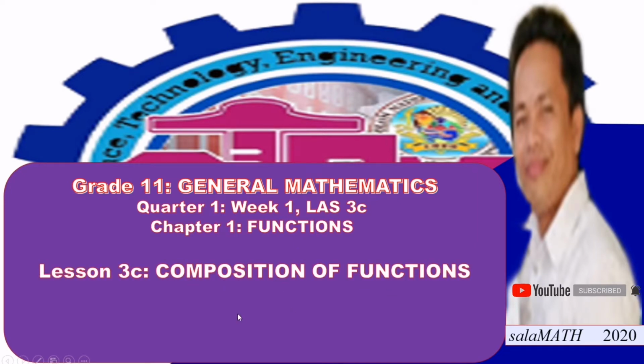The composition of functions is defined by these two functions. We have a small circle between f and g of x, that is equivalent to f of a quantity of g of x. This means the domain of a composition of functions is the set of all x such that x is in the domain of g and g of x is in the domain of f.